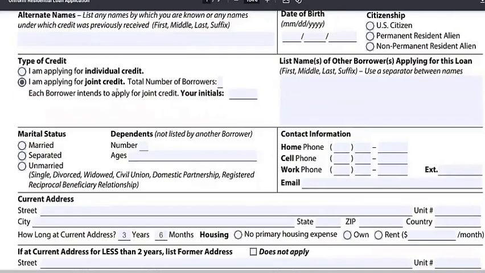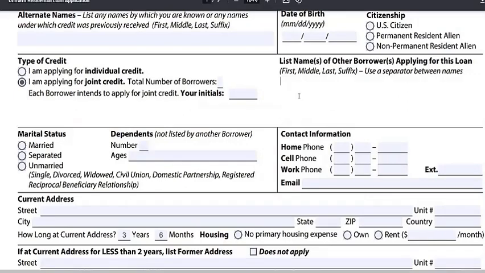Then in the personal information, now the type of credit, like whether they are going to apply jointly or individually. If it is individual, they are just going to select the first radio button. If they select the second, it means there are co-borrowers as well. So each borrower is going to put their initials here and their name needs to be written in this form. In the previous form, there were two separate columns, one for borrower and one for co-borrower.